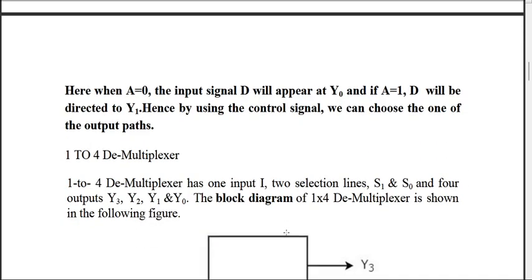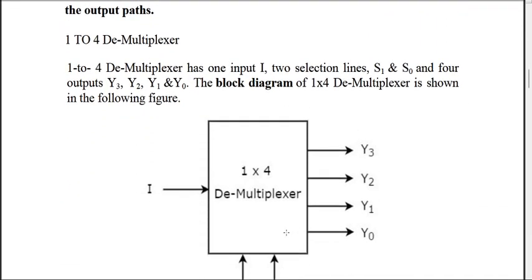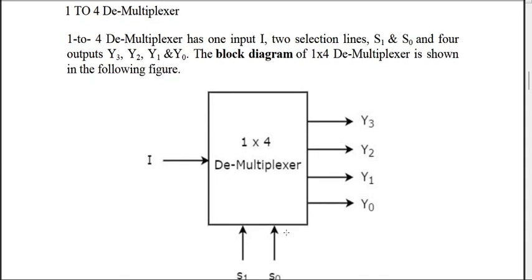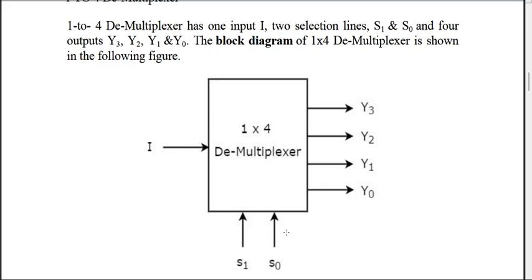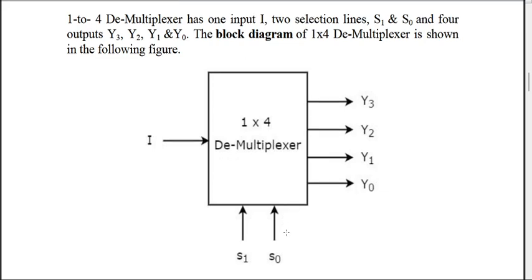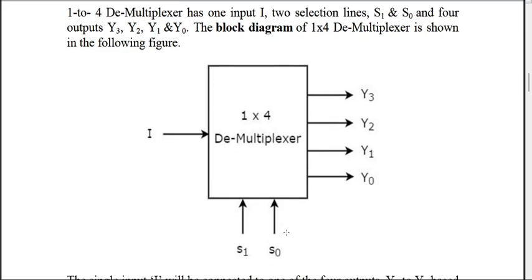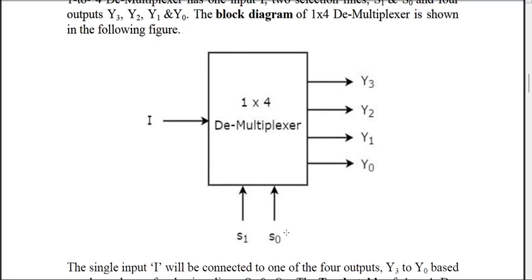Next, the 1 to 4 demultiplexer. That means you have one input line and four output lines. Here I represents the input line, and Y0, Y1, Y2, Y3 represent the output lines. That means there are four output lines, and to choose among four output lines, you have to use two control inputs.